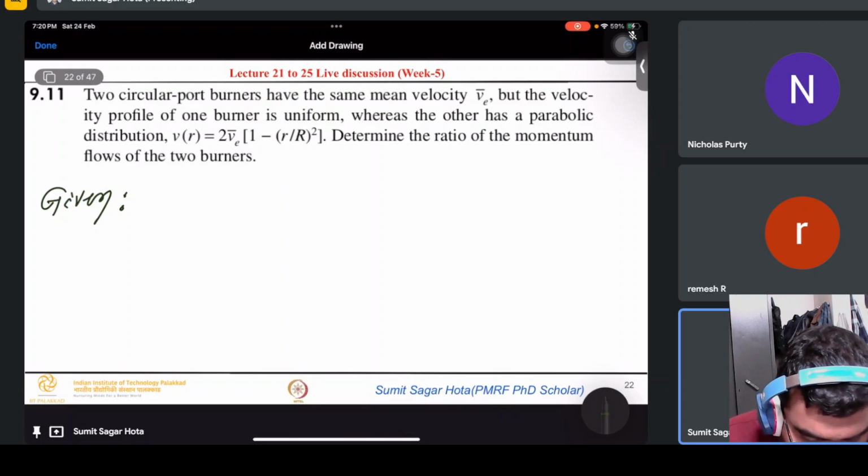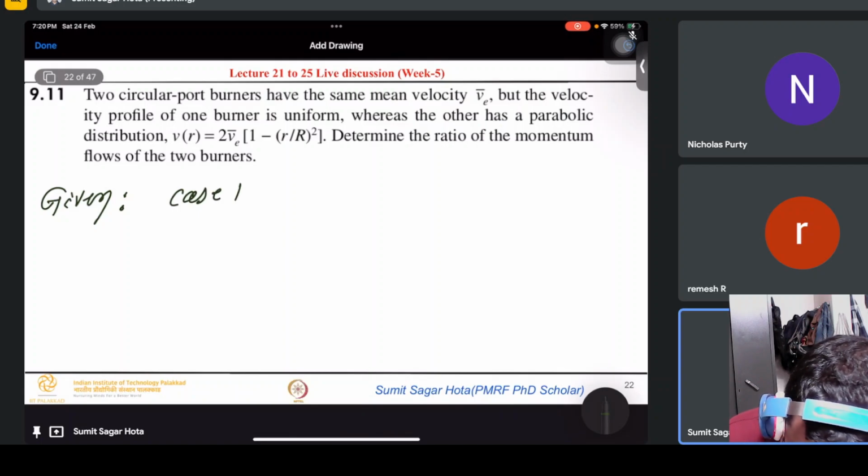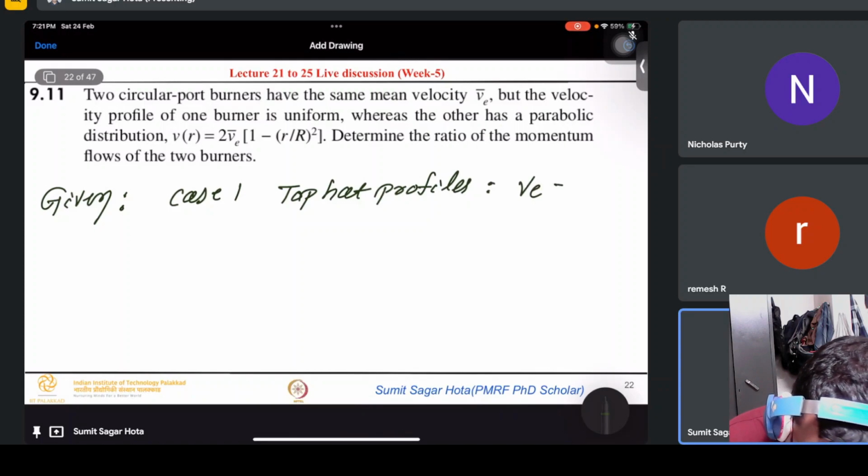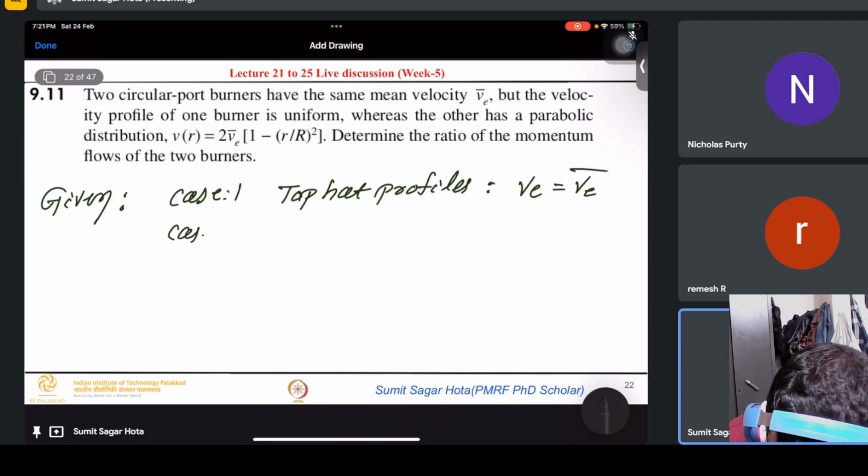I think you should remember, when V_e and V_e bar are given, sometimes we call it top hat profiles. They may want such questions. Top hat profiles: V_e is equal to V_e bar. The other one is your parabolic profile.